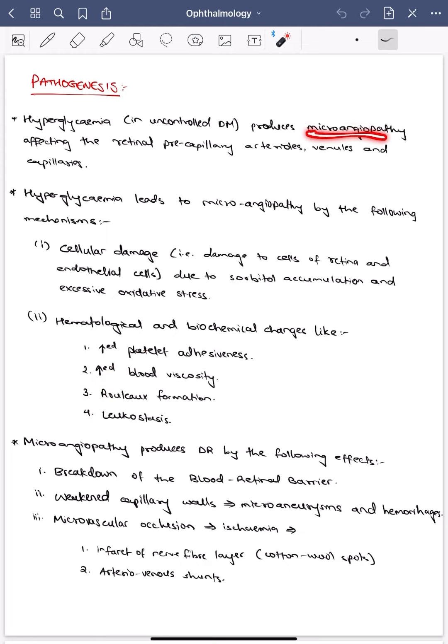Now, microangiopathy affects the retinal precapillary vessels by the following effects. The first is the breakdown of the blood retinal barrier. Second is a weakened capillary wall due to destruction of the endothelial cells. This can lead to formation of microaneurysms and hemorrhages. And the third is microvascular occlusion, which leads to ischemia, and ischemia leads to the infarct of the nerve fiber layer of the retina and formation of arteriovenous shunts. So this is the pathogenesis.